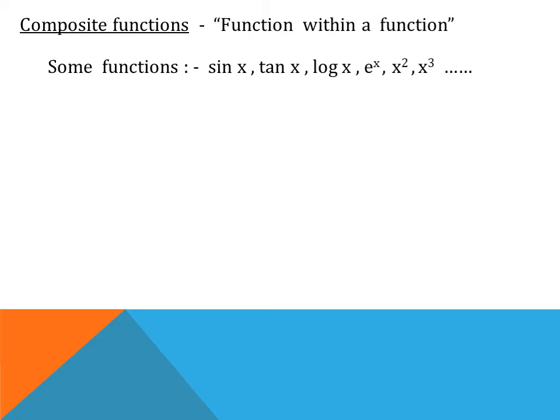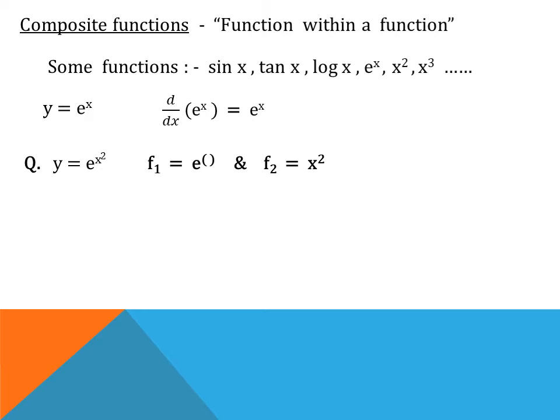So when we say e raised to x, we know its derivative is e raised to x itself. Now suppose in place of x we have x square. So our question is e raised to x square. Now this becomes a composite function because e raised to x is a standard function and x square also is a function. So our outer function, we'll call it as f1, which will be e raised to x, and f2 will be x square, which is the inner function.